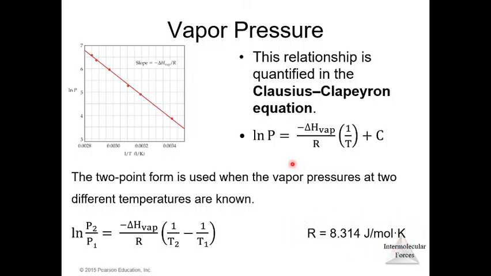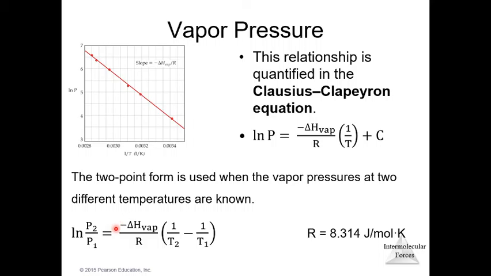R can come in a lot of flavors with lots of units, but it's still R. Okay, so here's the one-point version of the Clausius-Clapeyron equation. If I plot 1 over T, that's my x, versus natural log of pressure, the slope of my line is equal to the negative heat of vaporization divided by R. Don't worry about the plus C. We don't care about that in this class. This is your two-point version. You use the two-point version if you have 2 temperatures and 2 pressures for your liquid. You can now calculate your heat of vaporization for your compound.